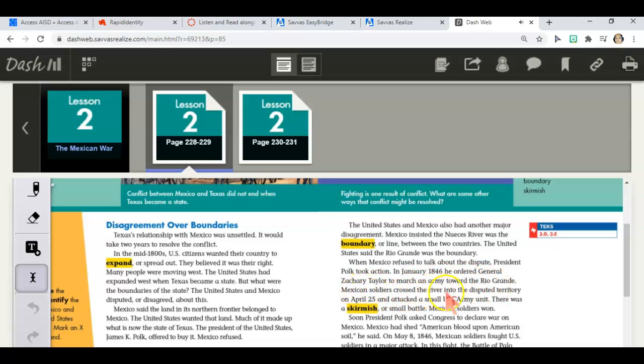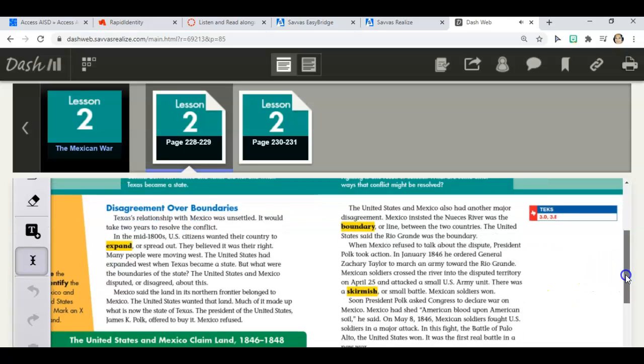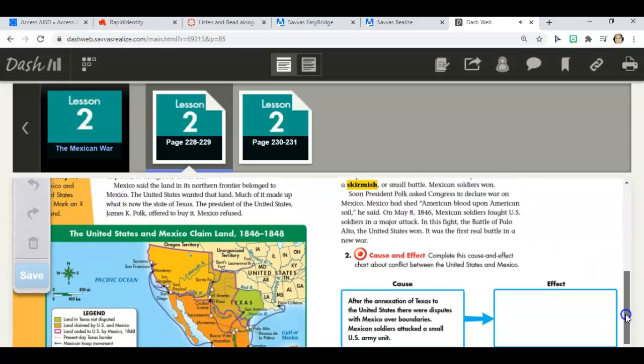Mexican soldiers crossed the river into the disputed territory on April 25th and attacked a small U.S. Army unit. There was a skirmish or small battle. Mexican soldiers won. Soon President Polk asked Congress to declare war on Mexico. Mexico had shed American blood upon American soil, he said. On May 8, 1846, Mexican soldiers fought U.S. soldiers in a major attack. In this fight, the Battle of Palo Alto, the United States won. It was the first real battle in a new war.